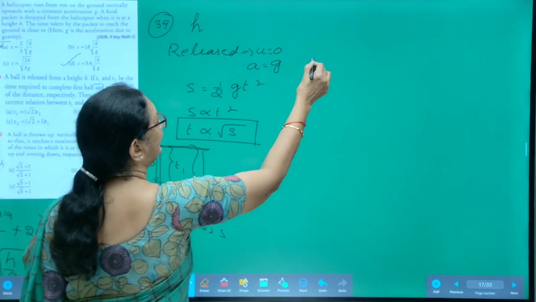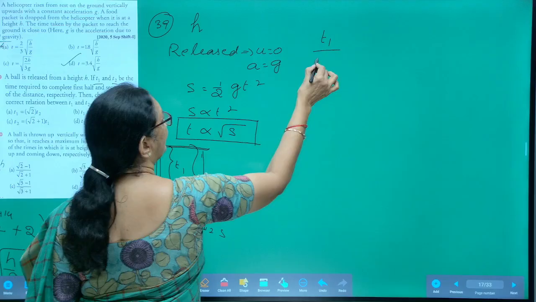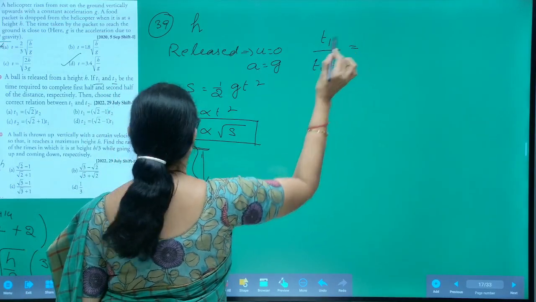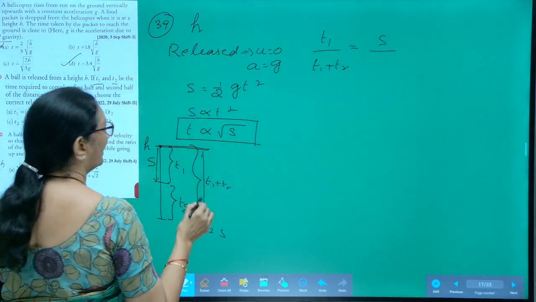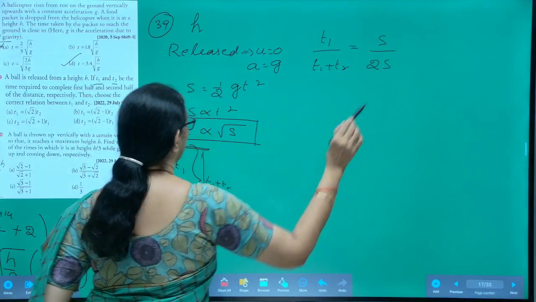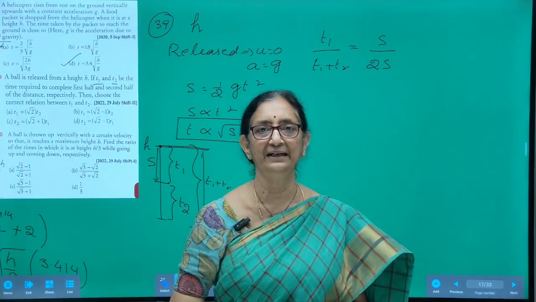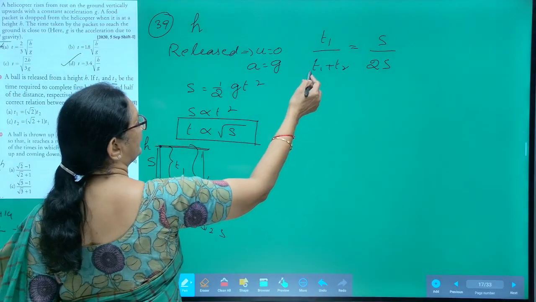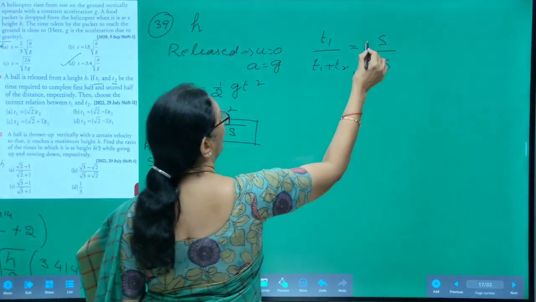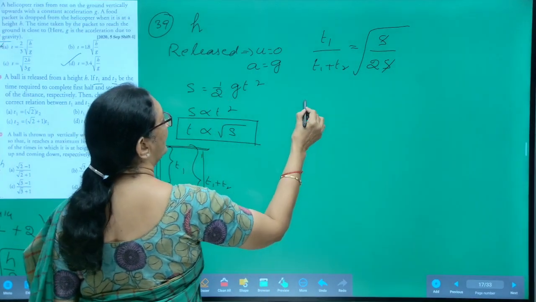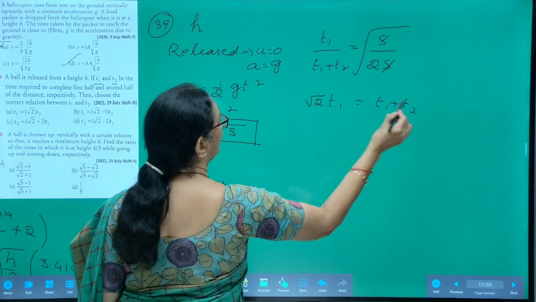So during time T1 distance is s, during time T1 plus T2 distance is 2s. Because half the distance is covered in time T1, the remaining half is covered in time T2. So the total time taken is that. And t proportional to root s. So here root 2 T1 is equal to T1 plus T2.